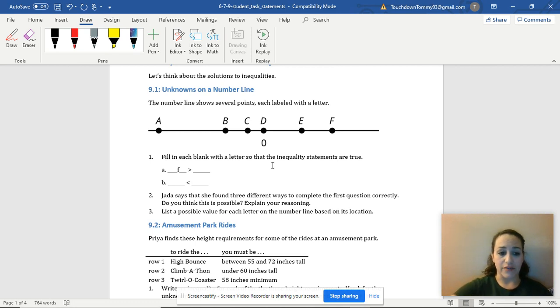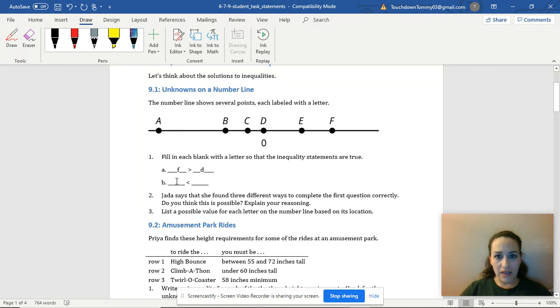So I could say F is greater than E, or I could say F is greater than D, or any other choice along there, because that positive number on the far right side is going to be greater than a lesser positive number like E. It's going to be greater than 0. It's going to be greater than any of the negatives, which A, B, and C are all on the negative or left less side of that number line. So I'm going to leave it like that, but there's multiple possibilities there.